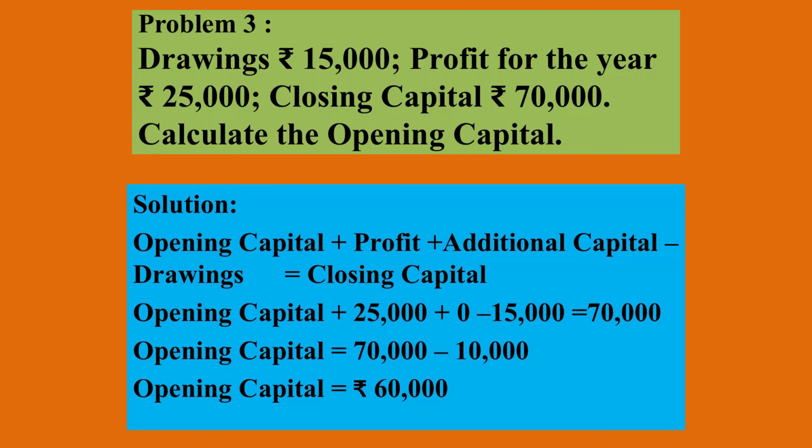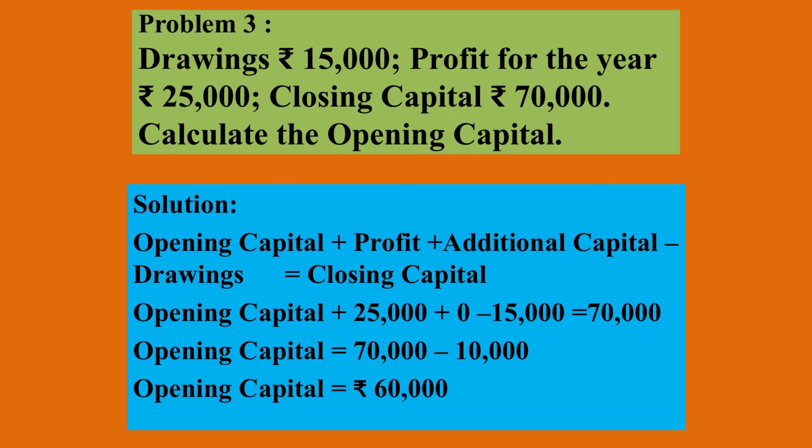And let us take a look at this problem. Drawings is rupees 15,000, profit for the year is rupees 25,000, closing stock is rupees 70,000. You are asked to calculate the opening capital. So how do we do that?